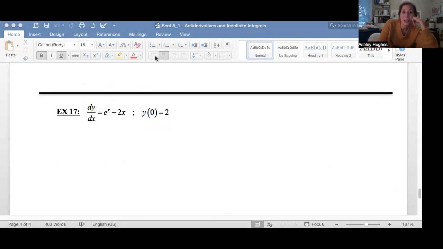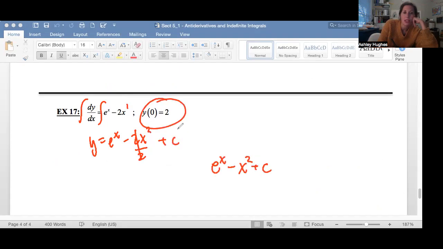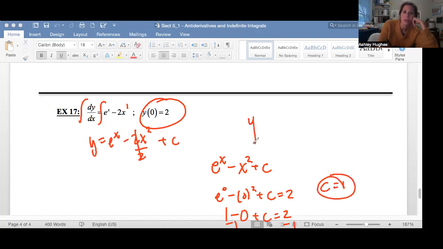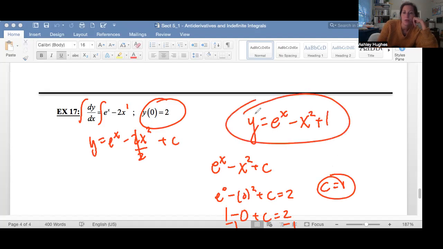The integral of e to the x is e to the x, and the integral of -2x to the first, you add 1 to that power, divide by it, so it just becomes x squared. And then I know when I plug in 0, I'm supposed to get 2. e to the 0 is 1. 0 squared is 0. So subtract 1, so c equals 1. So that means your function is e to the x minus x squared plus, instead of c, I'm going to write 1. Because when I take the derivative of this, I get this, and when I plug in 0, I get 2.